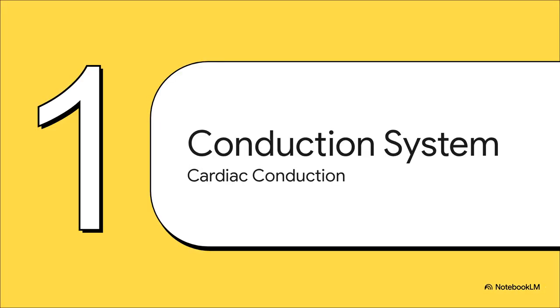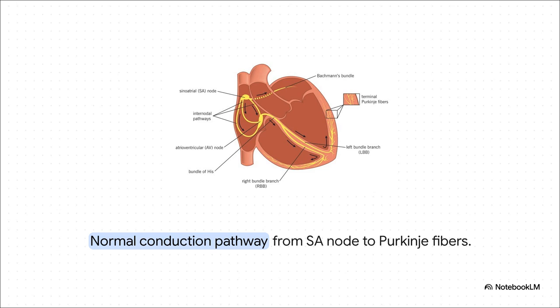Section 1. The cardiac conduction system. Because, to understand a broken heart, we absolutely have to understand a healthy one first, starting with its internal electrical wiring. Think of the heart as having its own built-in electrical grid. The impulse kicks off at the SA node, that's your natural pacemaker right at the top of the right atrium. From there, it travels down to the AV node.